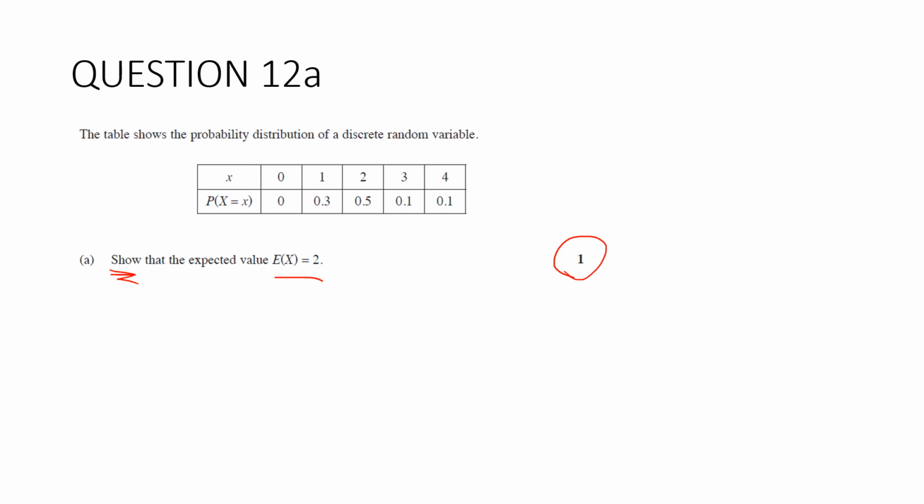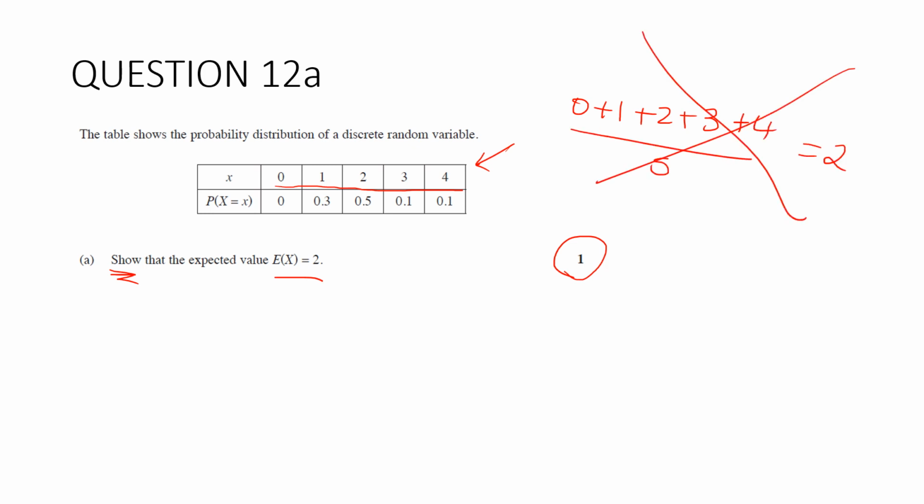And there was a really curious thing here with this question, where if you did the average of these x values, 0 plus 1 plus 2 plus 3 plus 4, divided by 5, you get 2. And this is completely wrong.